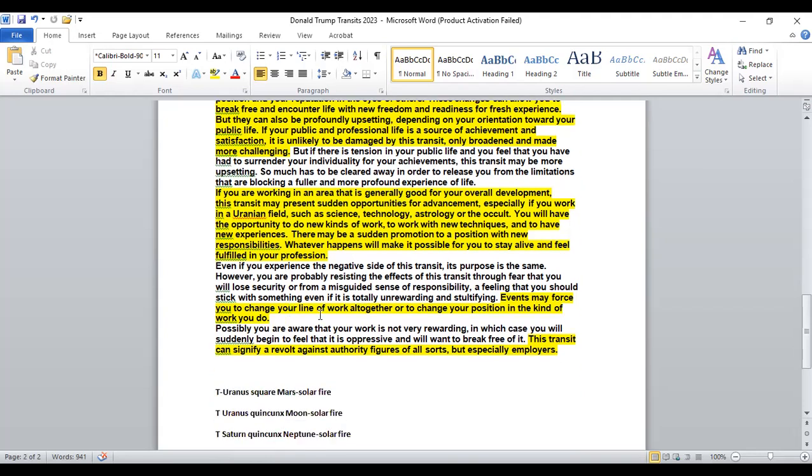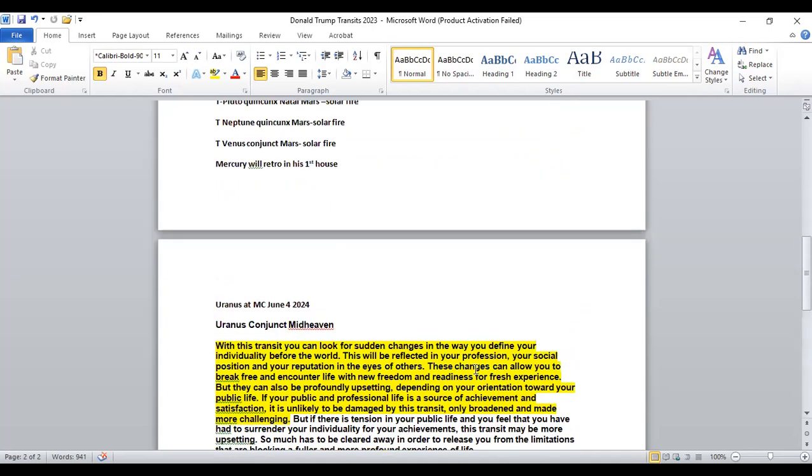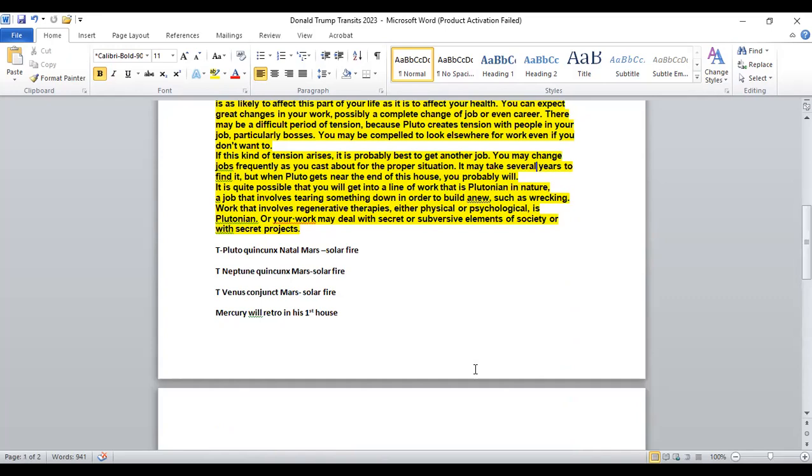Events may force you to change your line of work altogether or to change your position in the kind of work you do. This transit can signify a revolt against authority figures of all sorts, but especially employers. Yeah, so this is very interesting. Look forward to this. This is coming.